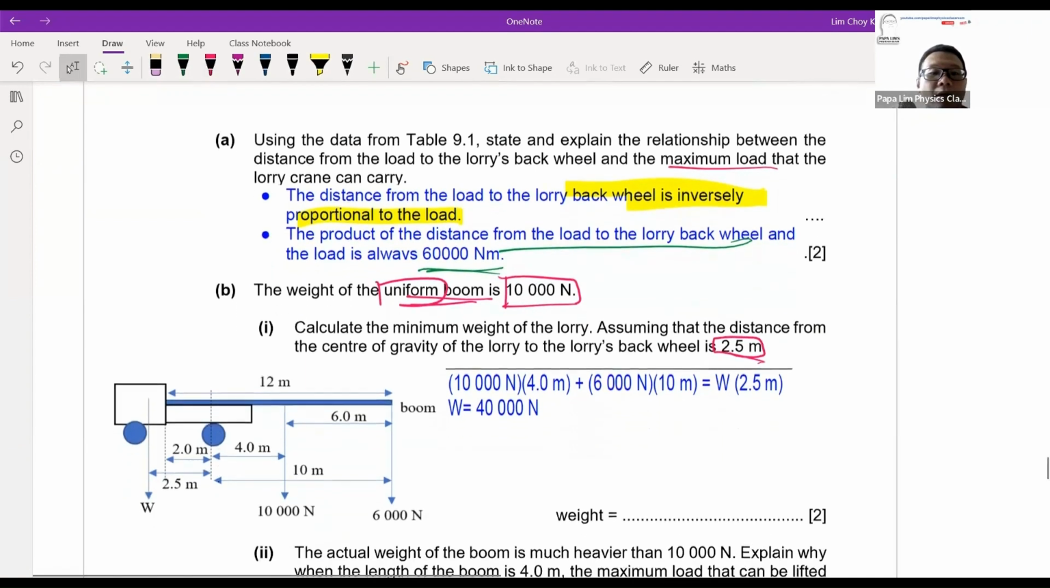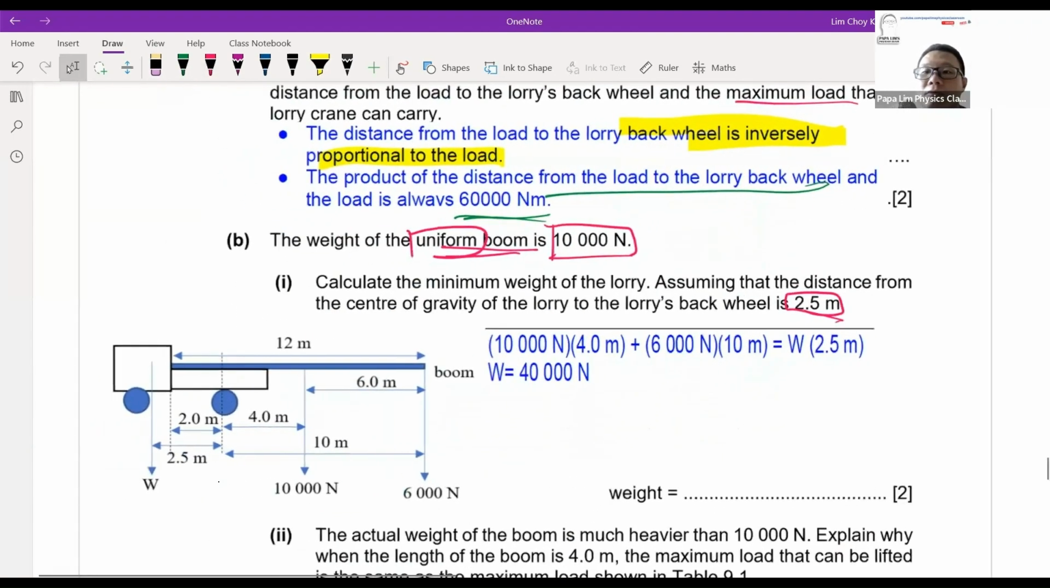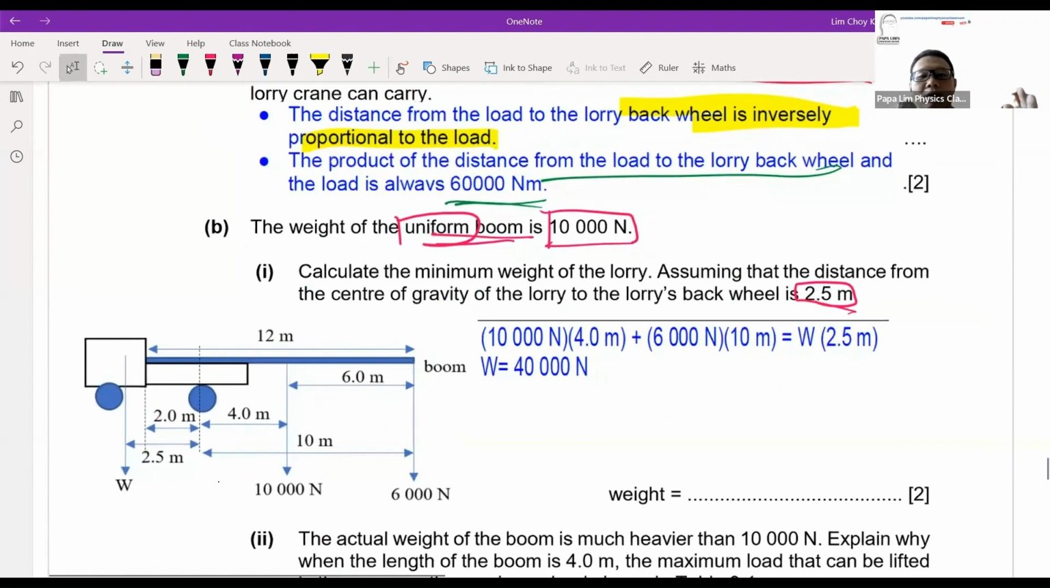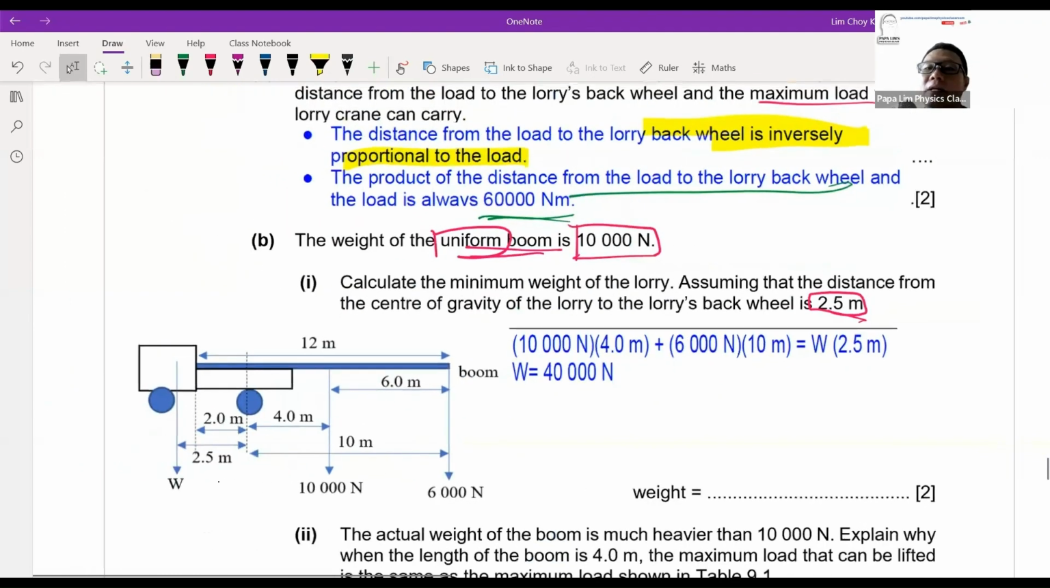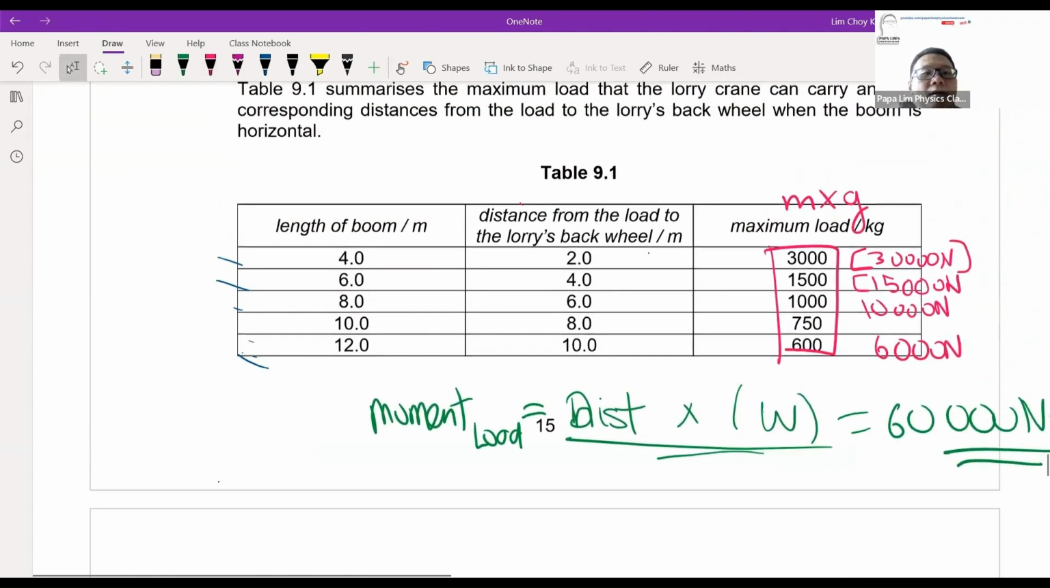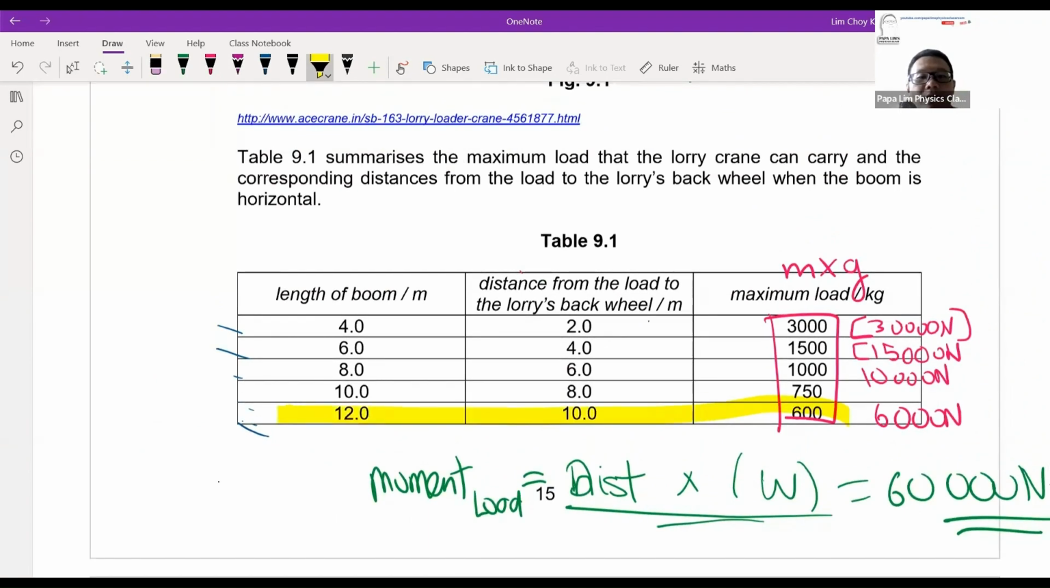Now, the easiest way is to look at the diagram given. The marker is very nice. When doing the answer, he inserted a diagram which illustrates very clearly how table 9.1 and figure 9.1 should be interpreted. If I want the minimum weight, I'm looking at how I can balance the load that's going to be carried. Let's say I'm looking at the maximum boom length extendable. At the maximum length of 12 meter, based on table 9.1, the load I can carry is 6,000 Newton.